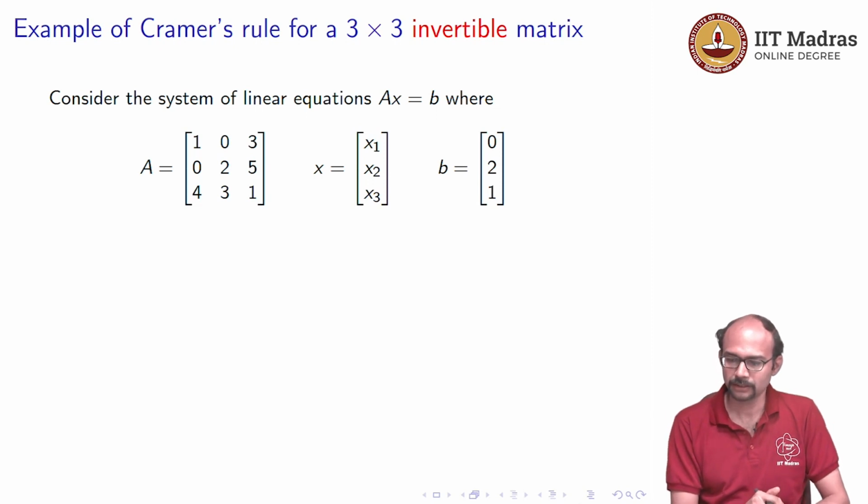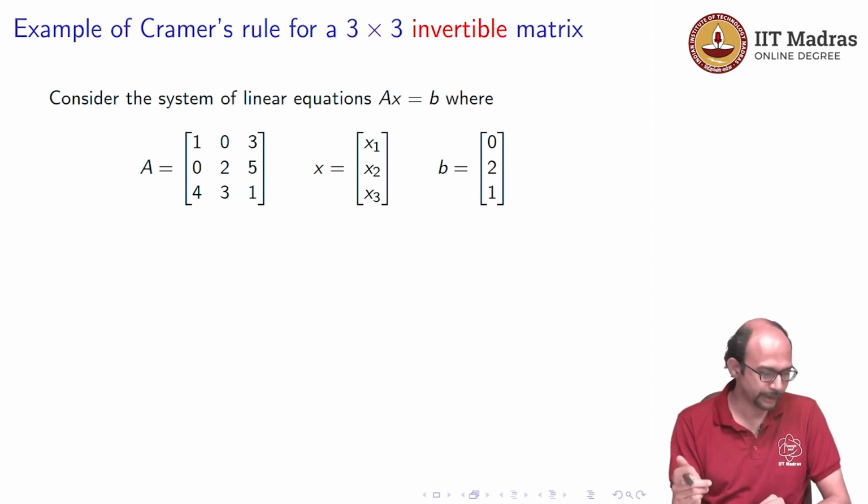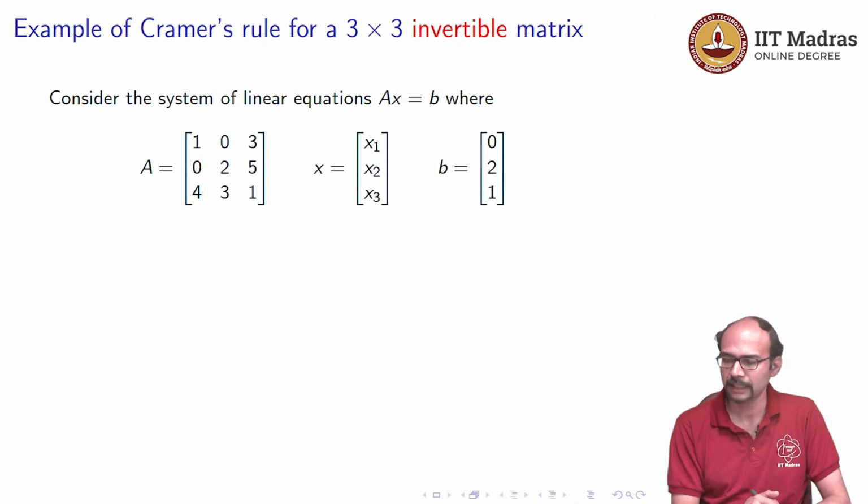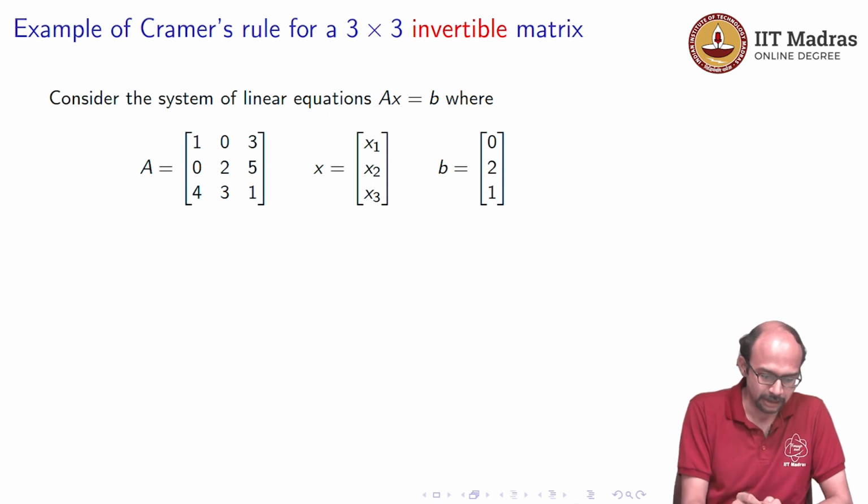So, consider this system of equations where, instead of writing down the system, I am writing down the coefficient matrix and the constants. The coefficient matrix is 1 0 3, 0 2 5, 4 3 1, and the constants are 0, 2 and 1 respectively for the 3 equations.